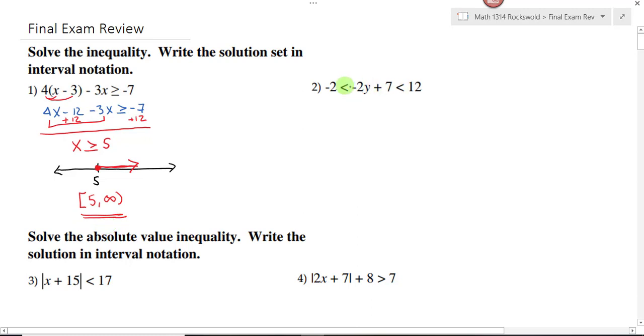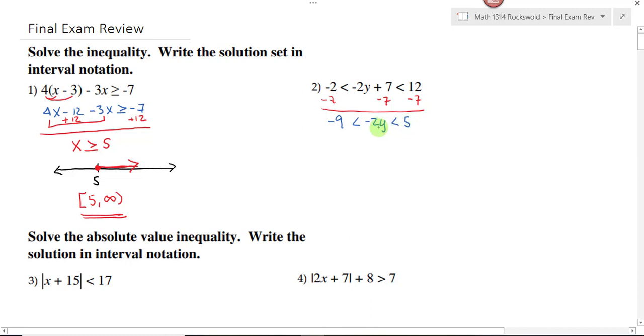On number 2, we have a compound inequality, and when you have a compound inequality where you have 3 parts, you have to do the same thing to all 3 parts, and the goal is to get the variable by itself in the middle. So my goal is to get y by itself in the middle, so the first thing I want to do is subtract off 7, but I've got to do it from all 3 parts of this inequality. And when I do that, I get negative 9 is less than negative 2y is less than 5.